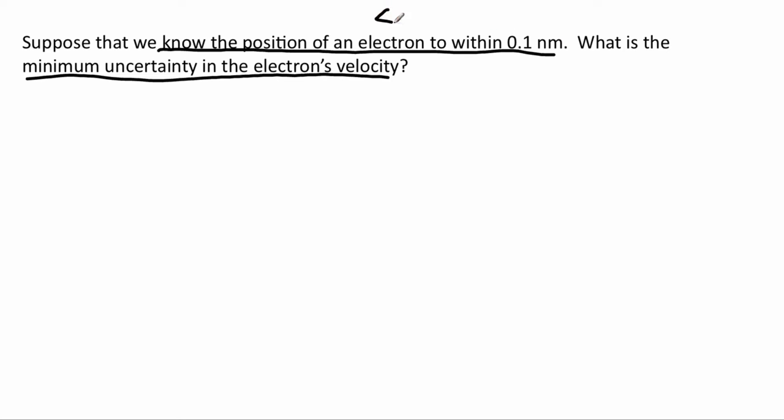So we could say the uncertainty in position is equal to 0.1 nanometers. So as soon as you see, oh, we're talking about uncertainty in position, uncertainty in electron velocity, we know this is a Heisenberg uncertainty principle problem. So right away, before we do anything else, we write down that there is a relationship between the uncertainty of position and momentum, and that product has to be greater than h over 4 pi.